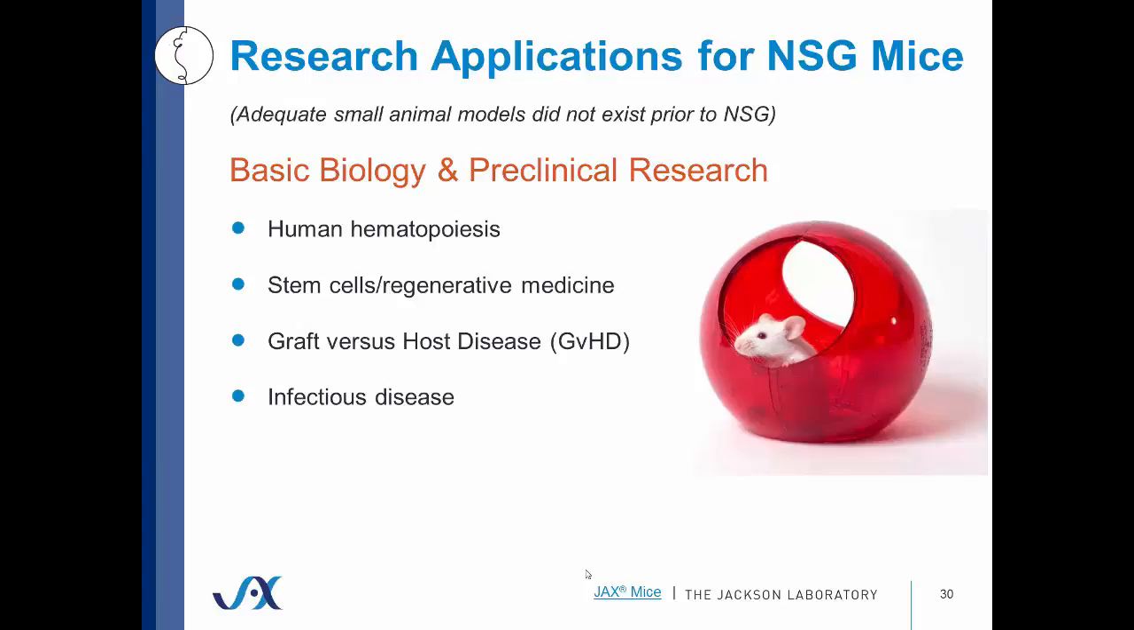We can also engraft these mice, and of course, graft versus host disease is a very important topic because, if we're going to use hematopoietic stem cell population to treat a wide range of human diseases, we also have to be concerned about matching the donor to the host, understanding how we can control allogeneic responses between donor cells and recipient cells. And finally, because we have a small animal model that engrafts human cells, we can look at human-specific infectious diseases.